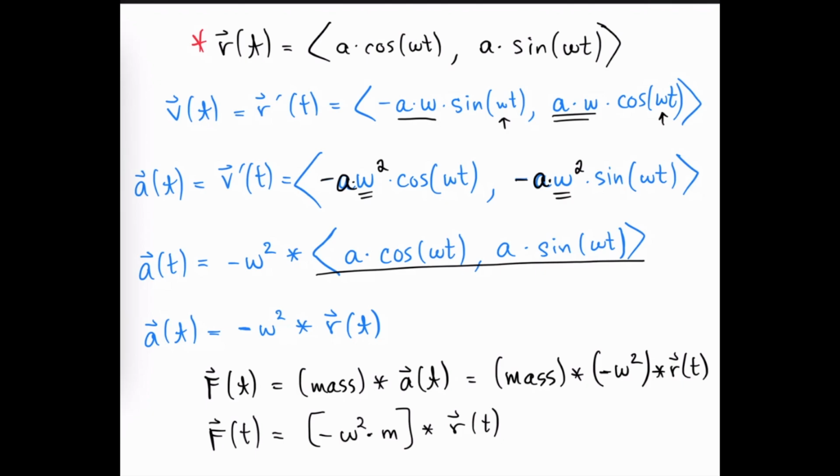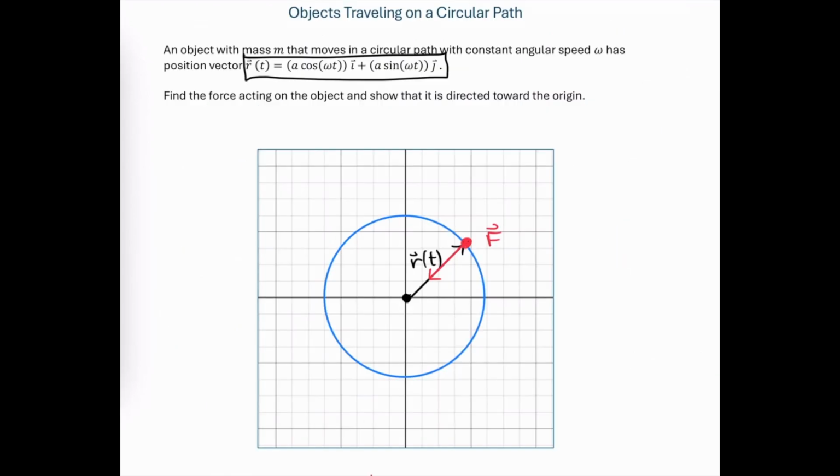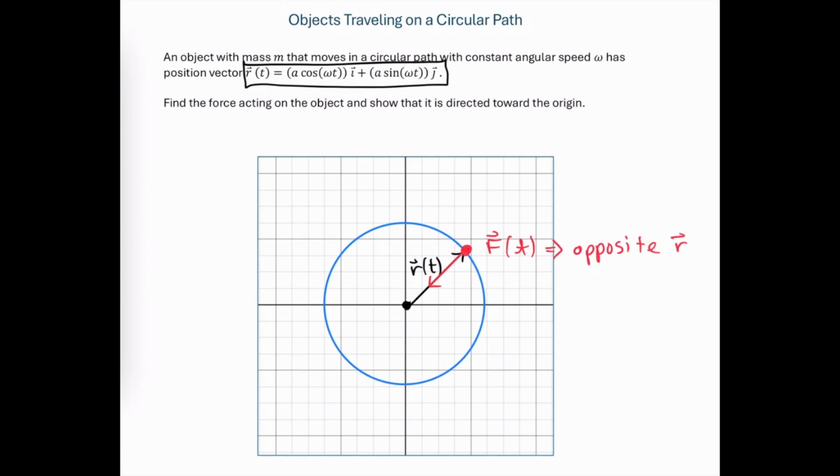And since that is a negative quantity, we can tell that this force vector is acting in the opposite direction of the original position vector, which is what we were being asked to find. So this force vector function is always going to be acting in the opposite direction of the original position vector function. So there is something that we do need to make mention of here, though.